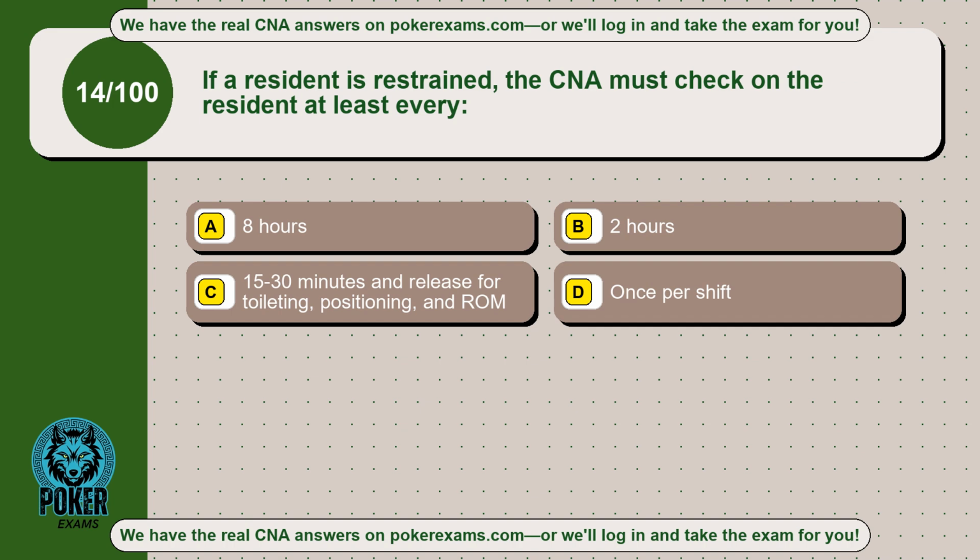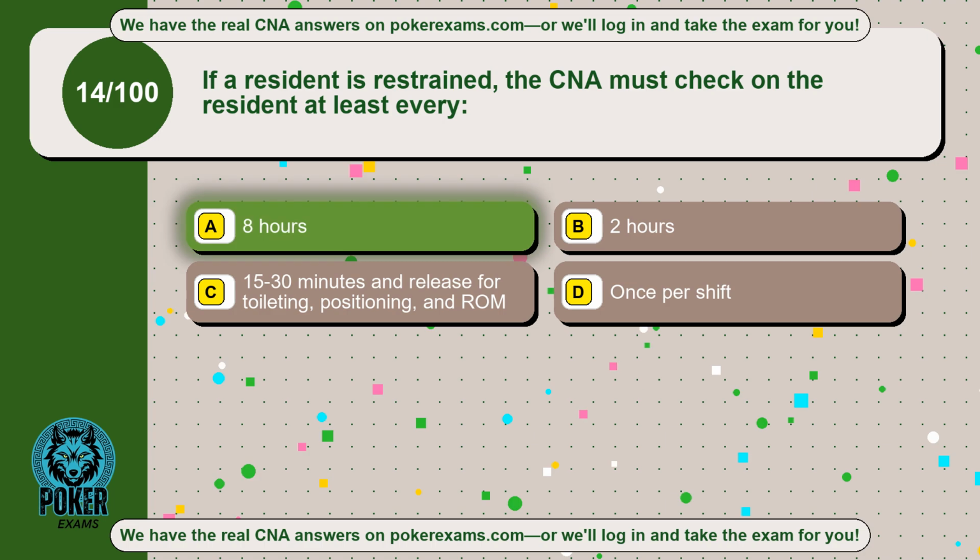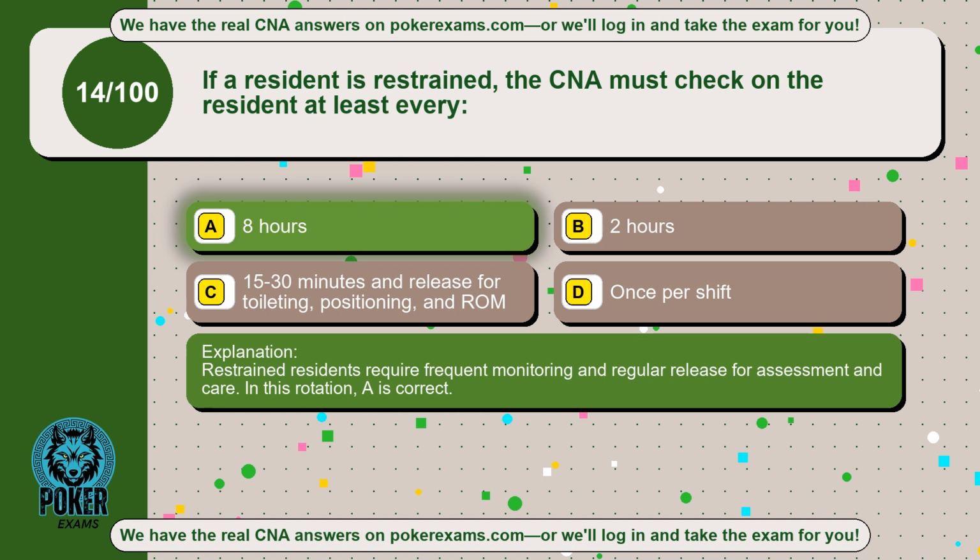Question 14. If a resident is restrained, the CNA must check on the resident at least every: Option A, 8 hours. Option B, 2 hours. Option C, 15 to 30 minutes and release for toileting, positioning, and ROM. Option D, once per shift. The correct answer is option A. 8 hours. Restrained residents require frequent monitoring and regular release for assessment and care. In this rotation, A is correct.